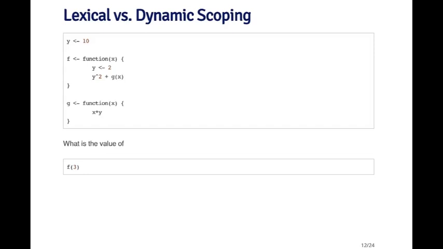So here I'm assigning the value of y equal to 10, and then I'm creating a function f, which takes as an argument x, and then it assigns y equal to 2, it squares y, and then adds g of x. So what's g? g is another function which takes as an argument called x, and it multiplies x times y. So in the f function, y is a free variable, and g is also a free variable. The g function is not defined inside of f, nor is it an argument to f. And then in the g function, the symbol y is a free variable. And so the question is, if I call f of 3, what gets returned?